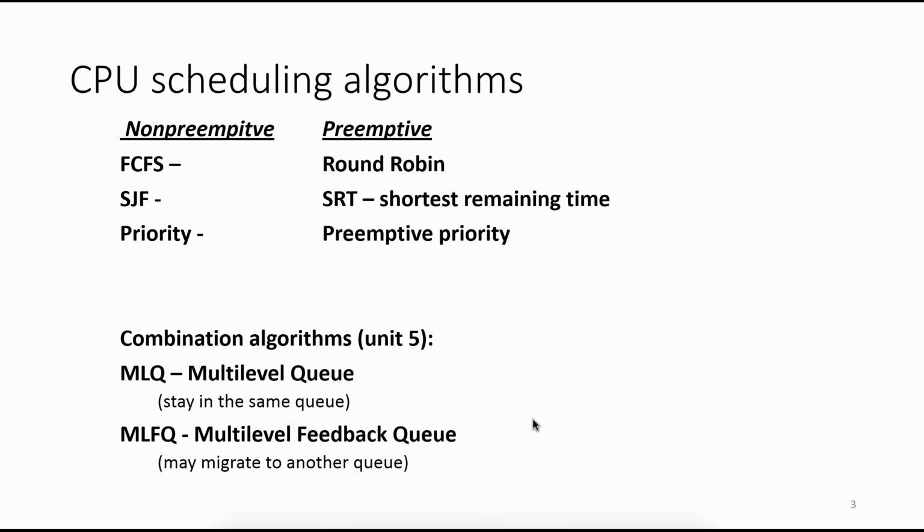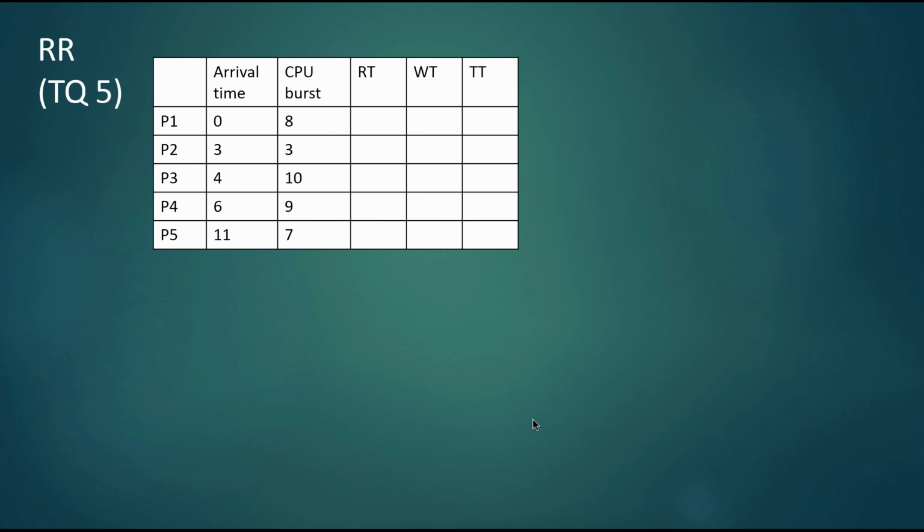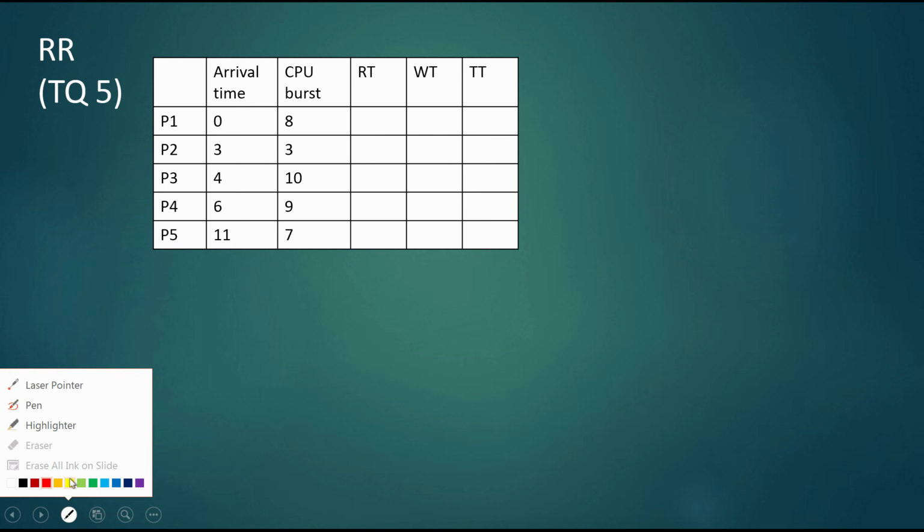We will be doing the preemptive algorithms: round robin, shortest remaining time, which is shortest job first preemptive, and preemptive priority. So let's get started. Here's our first exercise. This is round robin, which is first come, first serve, only instead of allowing the process to stay on the CPU to complete its entire burst, it will get 5 time units, which has been assigned as your time quantum of 5. After it finishes its 5 time units, it will be preempted and go directly back into the ready queue.